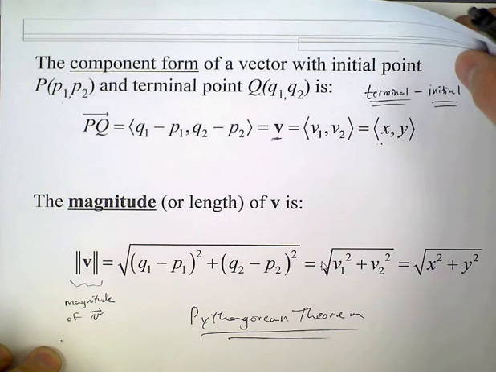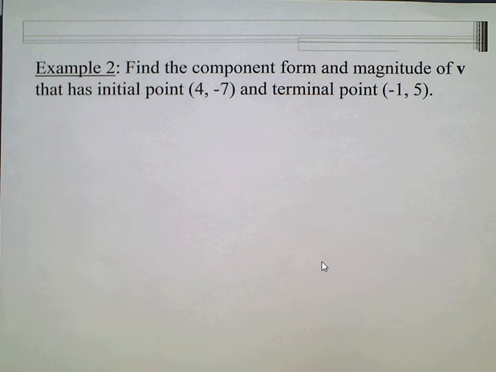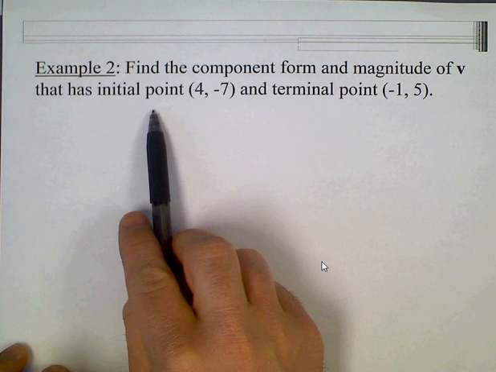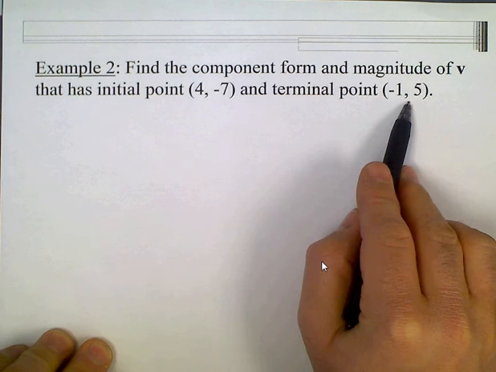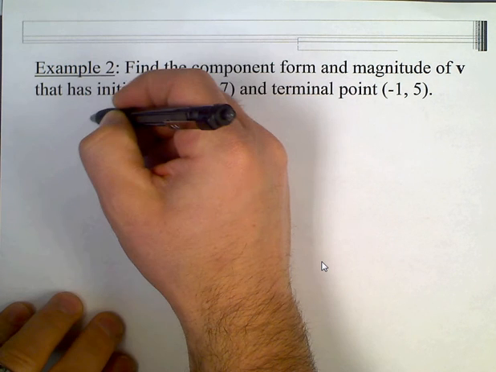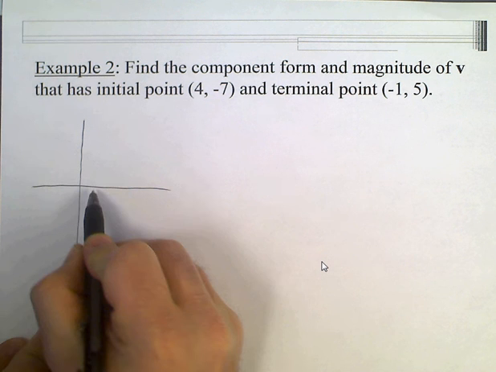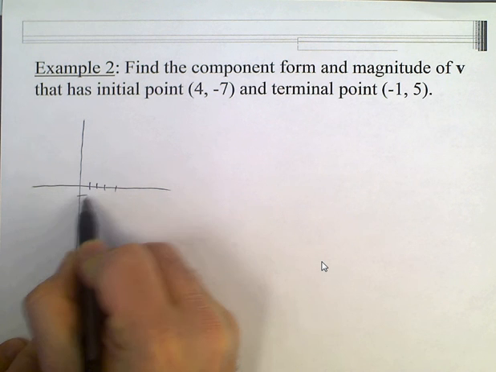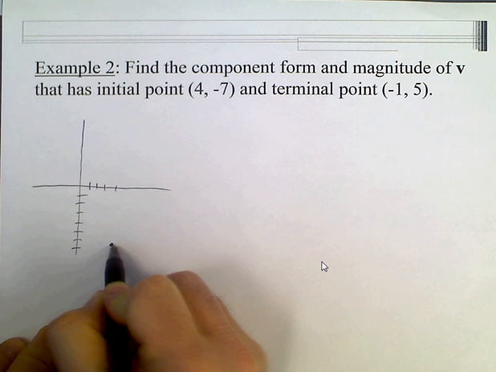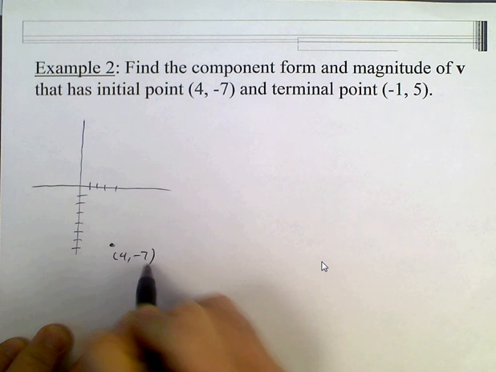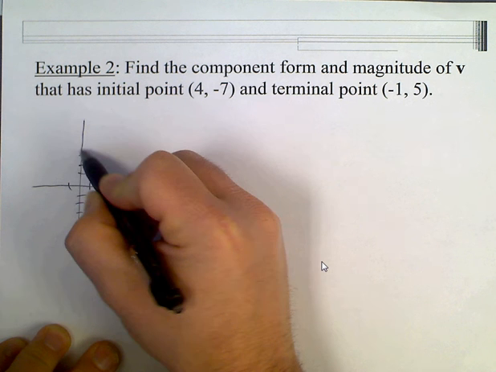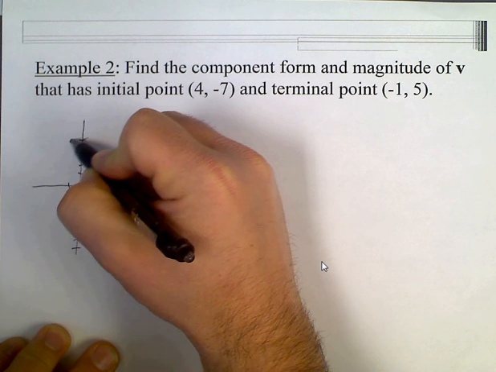So let's go ahead and look at an example of computing the component form and the magnitude of a vector. So we've got a vector. It starts at point (4, -7). It ends at point (-1, 5). So let's get a quick sketch of that. So 1, 2, 3, 4, 1, 2, 3, 4, 5, 6, 7. There's point (4, -7). And now, again, this is just a quick sketch.